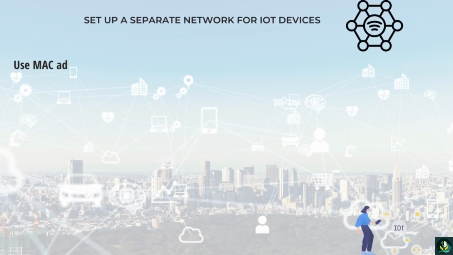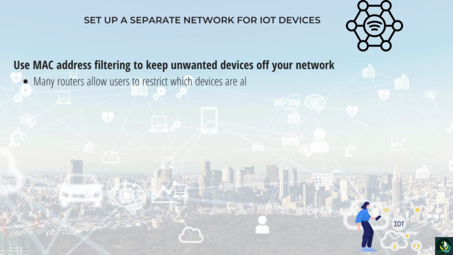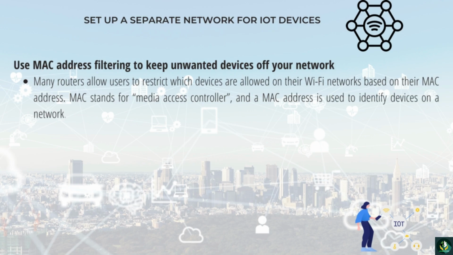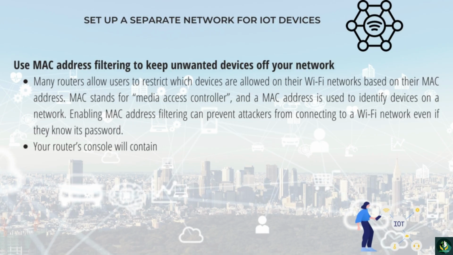Use MAC address filtering to keep unwanted devices off your network. Many routers allow users to restrict which devices are allowed on their Wi-Fi networks based on their MAC address. MAC stands for Media Access Controller, and a MAC address is used to identify devices on a network. Enabling MAC address filtering can prevent attackers from connecting to a Wi-Fi network, even if they know its password.